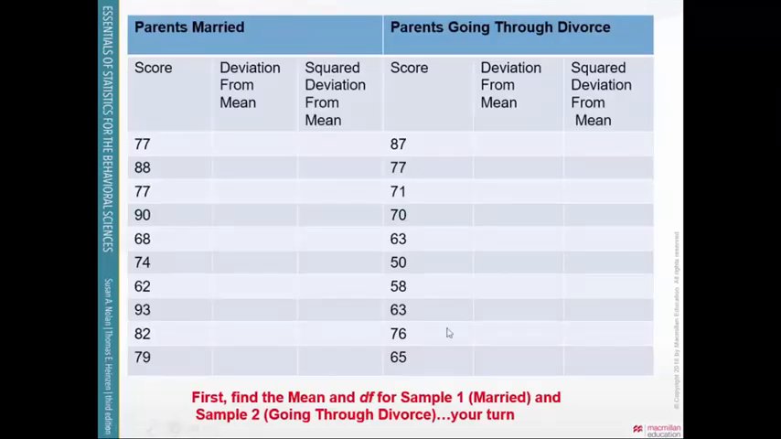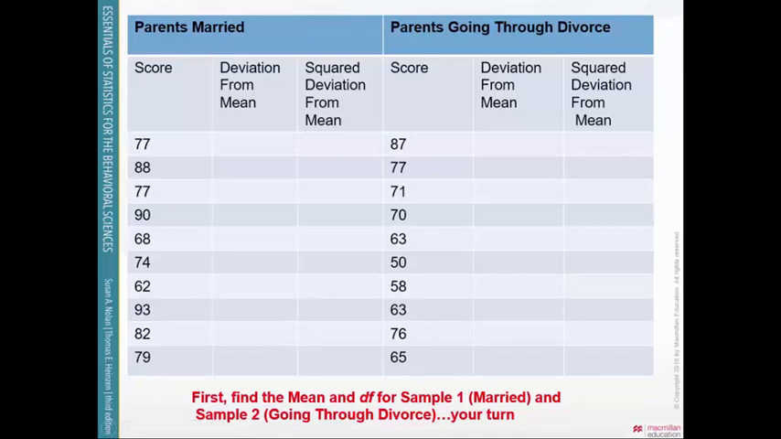So here we go. Here are the parents who are married, and we've got 10 participants here, and the 10 participants whose parents are going through divorce. So first I want you to find the mean and degrees of freedom for the first sample. This is the children whose parents are married, and then the mean and degrees of freedom for the second sample. So add up all the scores and divide by the number of scores, which would be 10 in this case, and then add up these scores and divide by 10 to get your mean here.